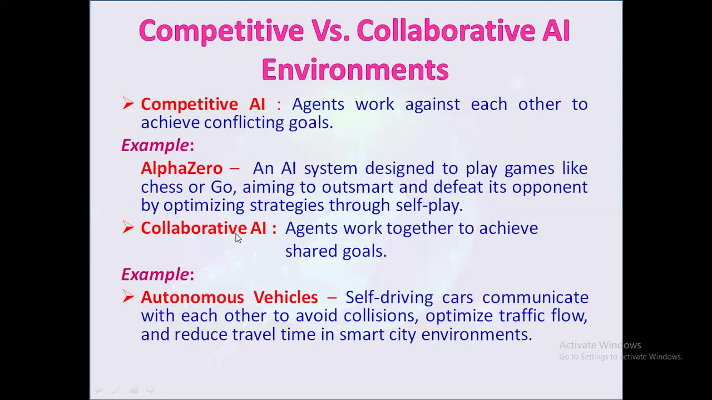Next, collaborative AI. In a collaborative AI environment, agents work together to achieve shared goals. The agents coordinate their actions, share information, and collaborate to solve problems or optimize outcomes. Examples, autonomous vehicles. Self-driving cars communicate with each other to avoid collisions, optimize traffic flow and reduce travel time, working together to improve the overall driving experience in smart cities. These environments showcase how AI agents can either compete for individual success or collaborate to achieve collective goals.